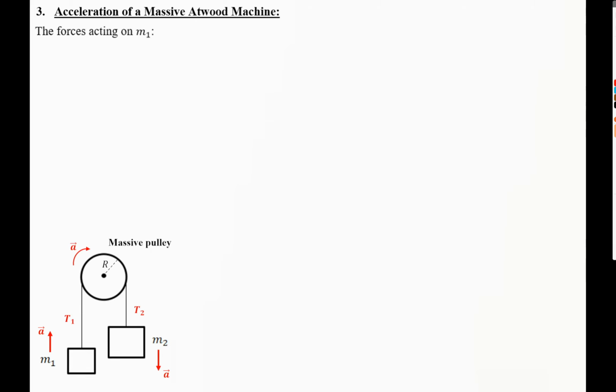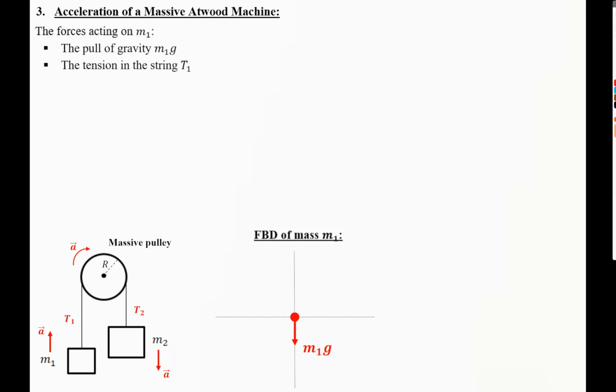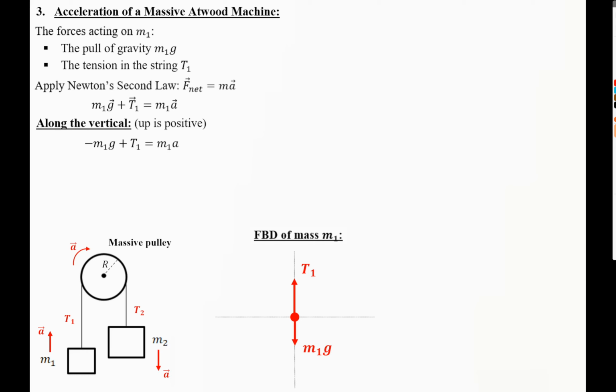Now we will consider the forces that are acting on M1 because M1 is an object, and we will apply Newton's second law for translation. We will be interested in the FBD. What are the forces acting on M1? We have the pull of gravity down and the tension T1 up. Notice that T1 has been represented to be greater than M1G because it's accelerating upward. And now we can apply Newton's second law. F net is MA, taking the positive direction to be up, which means minus m1g plus T1 is m1a, which means T1 is equal to m1a plus m1g.